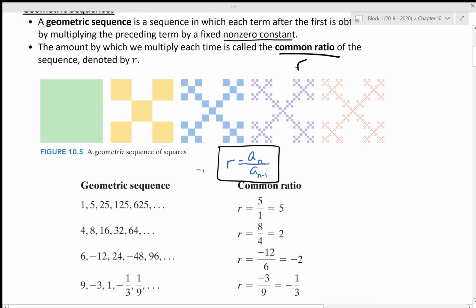Now, this little picture here is a perfect example of a geometric sequence. Looking at how many squares you have, right here we just have 1. Then we go to 5. Then we have 25 and so on and so forth, right? And then we're going to have 125 and then 625. So basically the pattern is times 5, times 5, times 5.